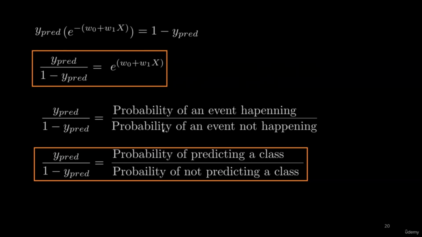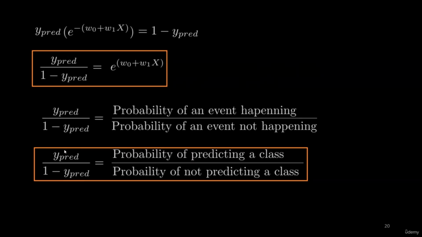and 1 minus y pred is the probability of an event not happening. Or we can say that y pred is the probability of predicting a class, and 1 minus y pred is the probability of not predicting a class. We know that the probabilities of the events should add up to 1. So if I add y pred and 1 minus y pred, I will get 1, because this y pred is with a positive sign and this y pred is with a negative sign. So if I add this term with this term, I will get 1.